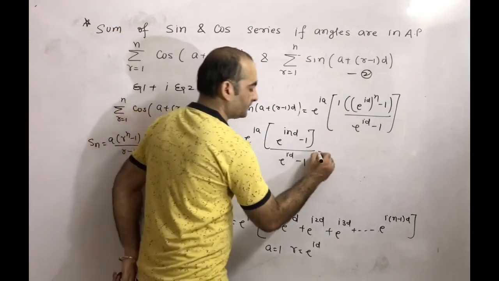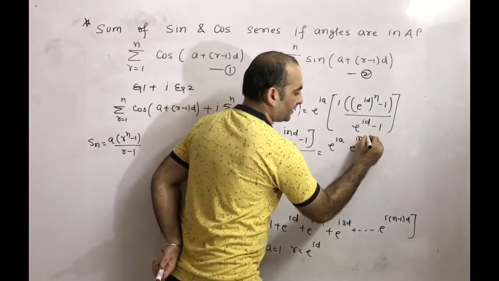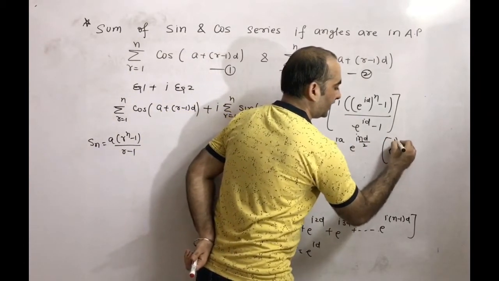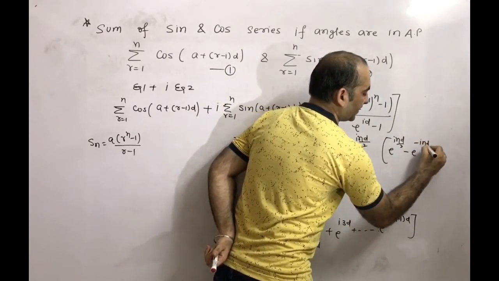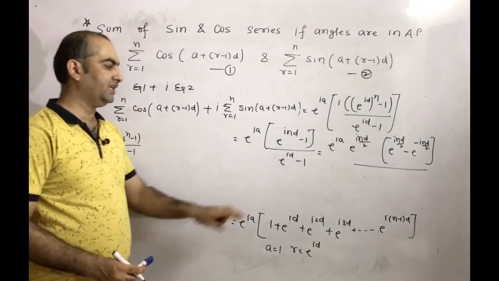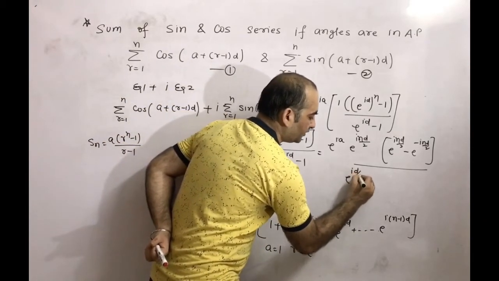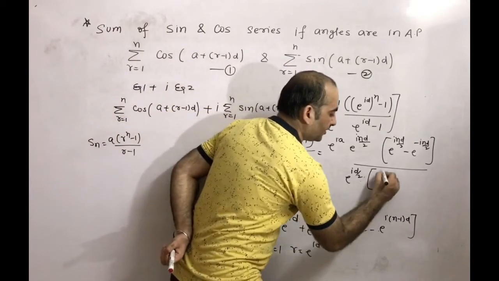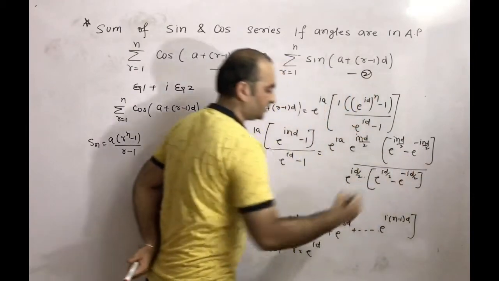So this will come as e^{ind/2} common, and what will come is e^{ind/2} minus e^{−ind/2}, divided by, in the denominator also, we are taking e^{id/2} common. So if we take e^{id/2} common, we'll get e^{id/2} minus e^{−id/2}. So this will come. Okay.